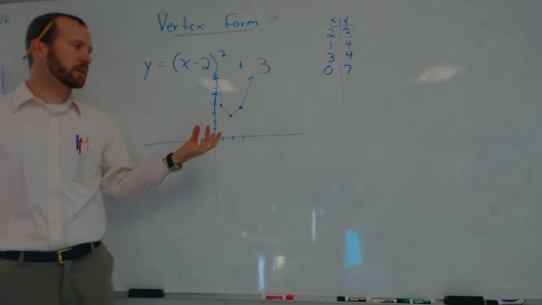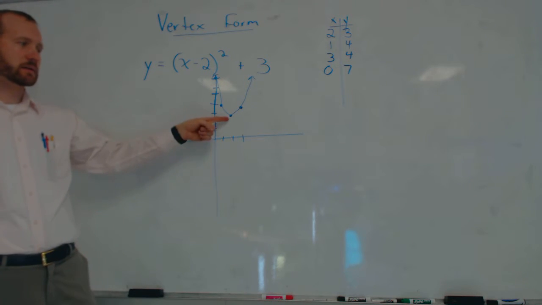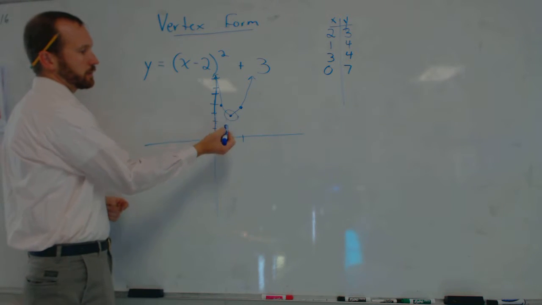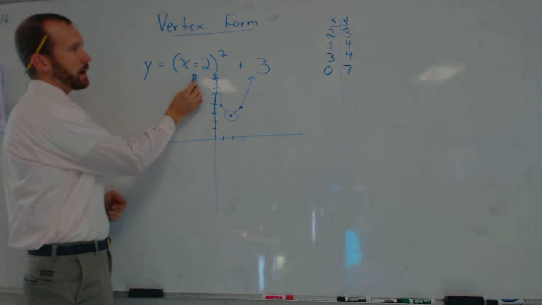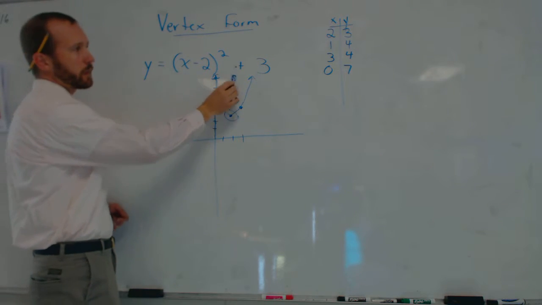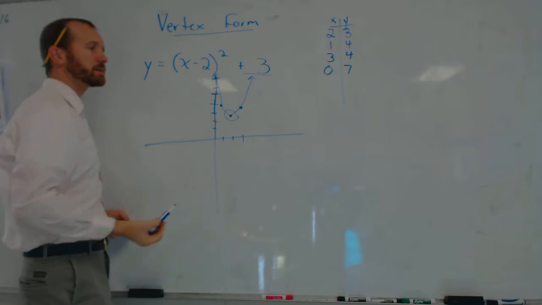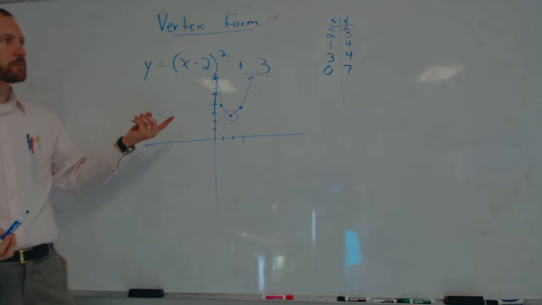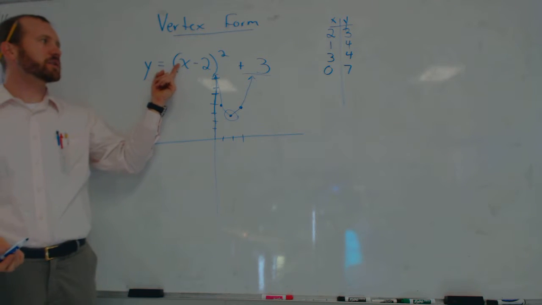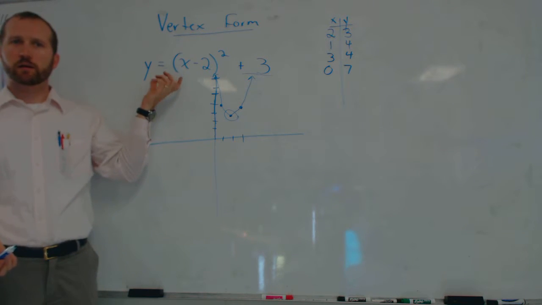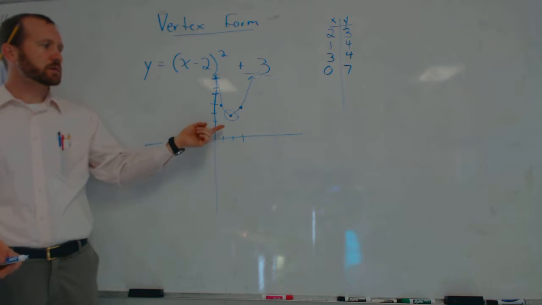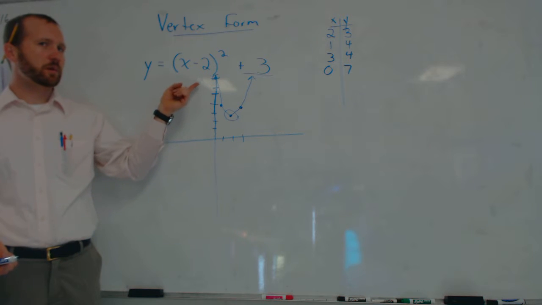The important thing to realize is the vertex is that first point we plugged in, right? It's the opposite of this, so 2, because 2 minus 2 equals 0 for x, and then the y is just that number off to the side. And then from there, what's the coefficient on x squared? 1. Yeah, there's nothing in front of x squared. So we just go over 1, up 1, over 2, up 4.